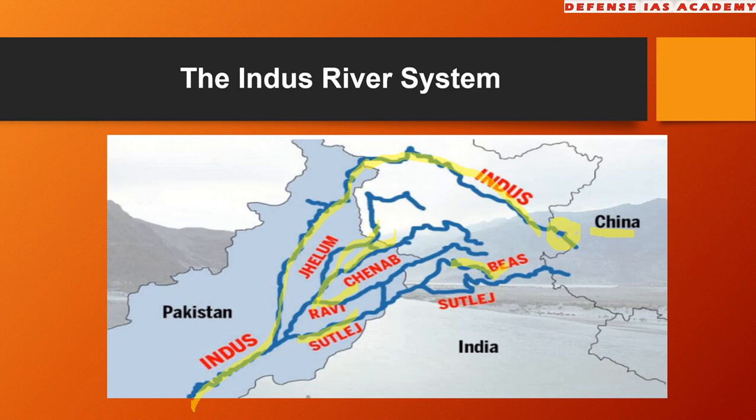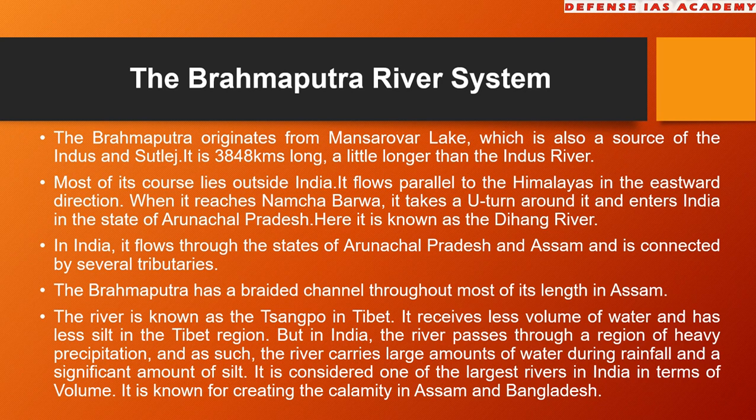Now the opposite of a tributary is a distributary, which is a river or stream that branches off or flows away from the main stream. Distributaries are often found in river deltas. So that is tributary and distributary. I hope you are clear with the Indus river tributaries. So let's move on.